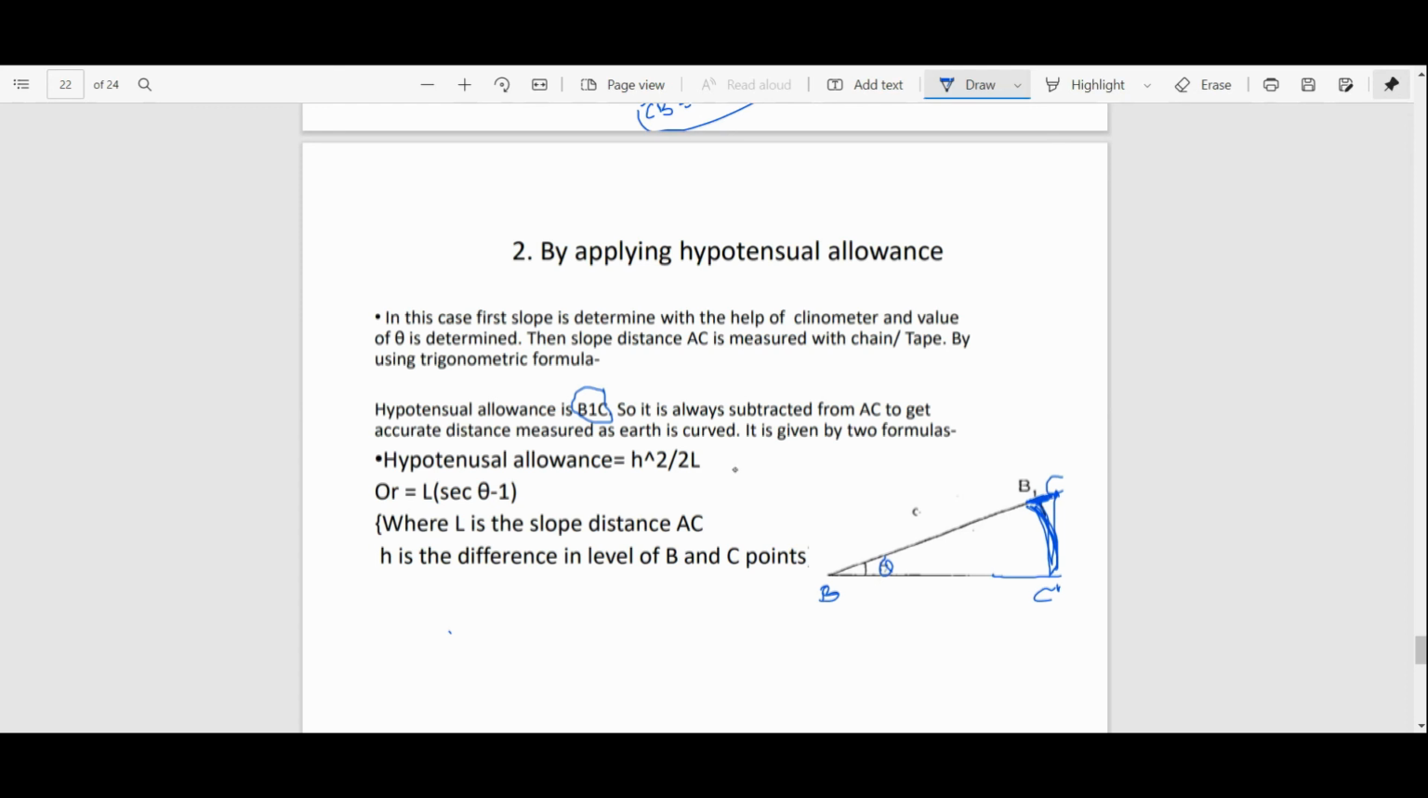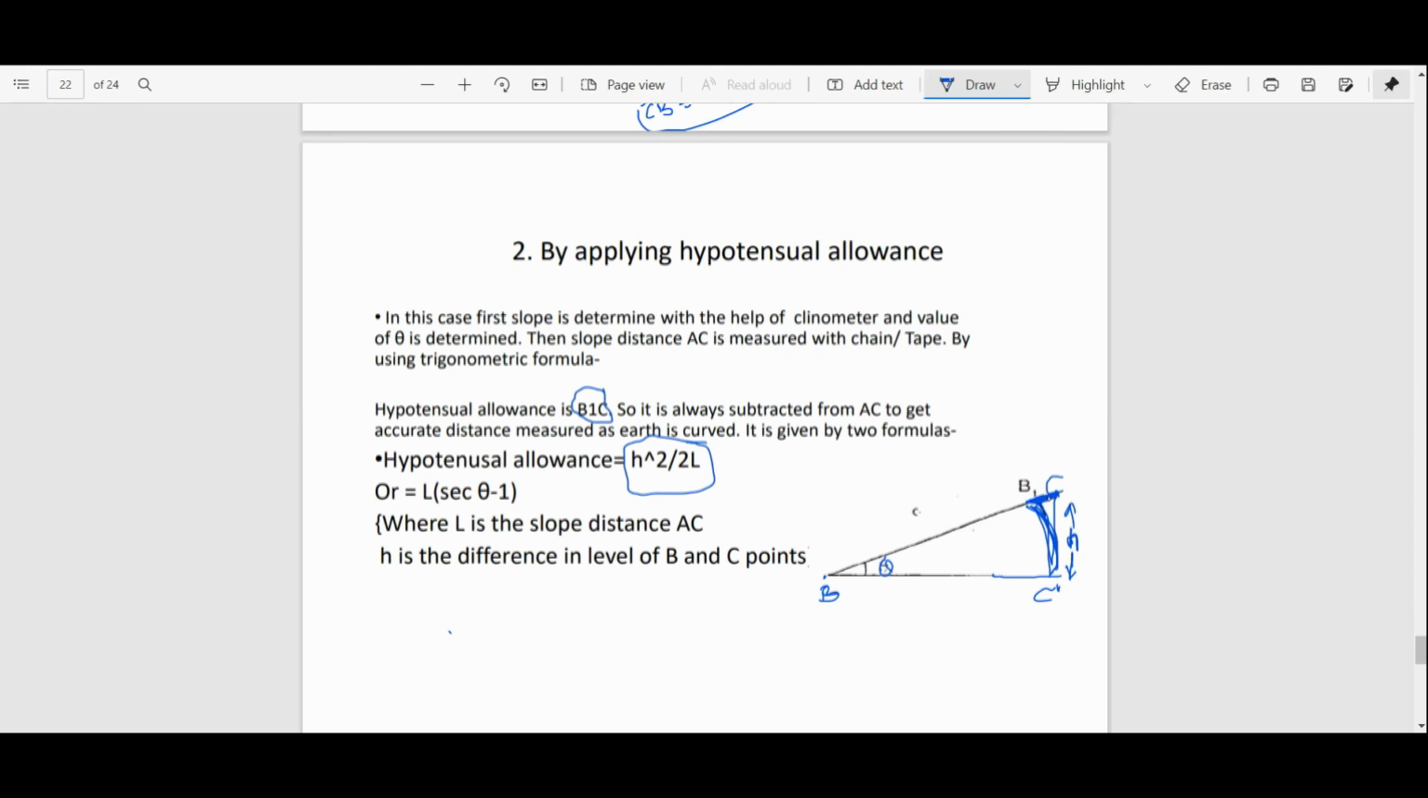Again we have to use geometry here, and that hypotenusal allowance will be how much? It depends upon the difference between the point C and B. We should know the RL of C, we should know the RL of B, and we should have a value of H here, the vertical difference between these two points, H. So how to get this allowance?